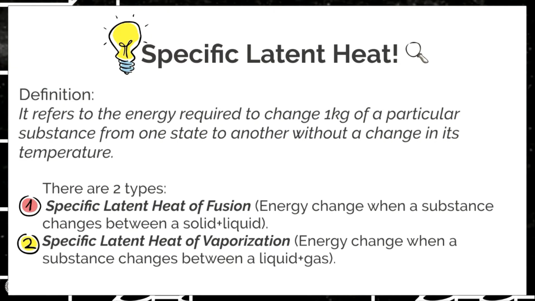The definition of specific latent heat is that it refers to the energy required to change 1 kilogram of a particular substance from one state to another without a change in its temperature. There are two types of specific latent heat. 1. Specific latent heat of fusion, which is the energy change when a substance changes between a solid and a liquid. 2. The specific latent heat of vaporization, and as the name suggests, this is the energy change when a substance changes between a liquid and a gas.